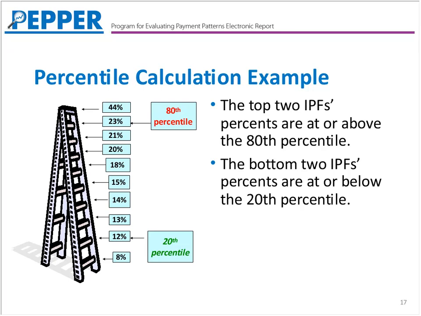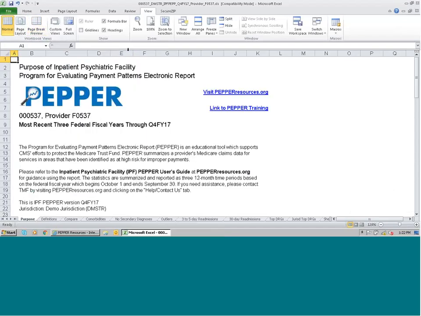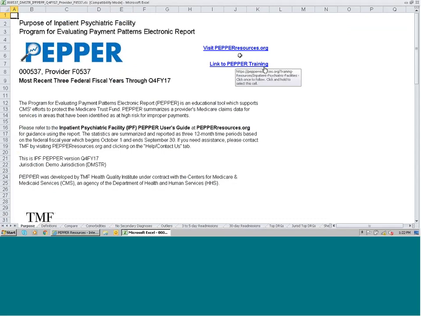Okay, I think now is a good point for me to move into a quick review of the PEPPER for inpatient psychiatric facilities. The PEPPER, again, is a Microsoft Excel workbook. It is distributed electronically. And when you get your PEPPER and open up the Excel file, this is the first page that you're going to see. You'll see your provider's name and your CMS certification number, your provider number here. The purpose page is going to identify for you the most recent quarter of statistics that are included in the PEPPER. So this one is through the fourth quarter of fiscal year 2017.